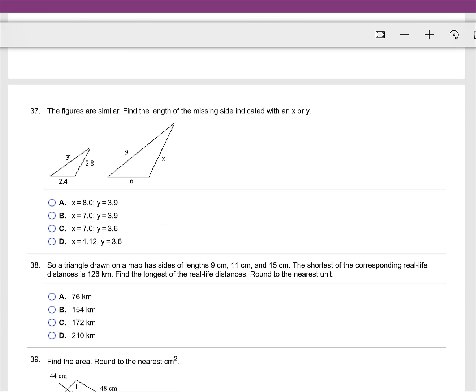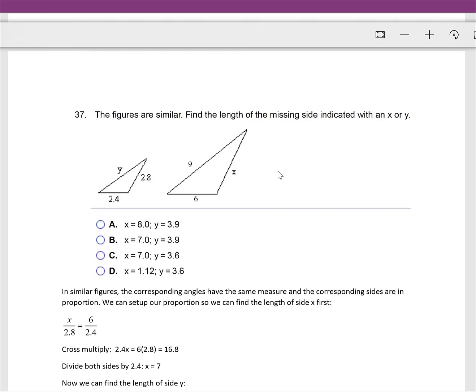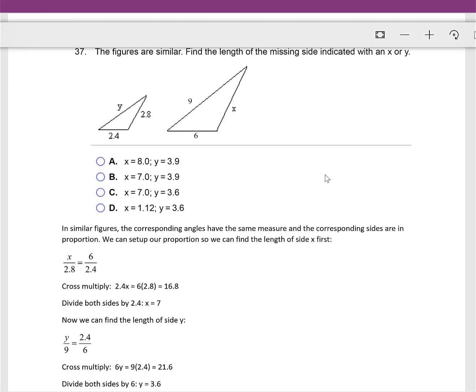And now we want to do similar triangles. So let's go ahead and go over here. So we've got similar triangles and we want to find two sides here. We want to find the side X on this one and side Y. So the first thing I did was for side X, I set up my ratios. So X is to 2.8 as 6 is to 2.4.